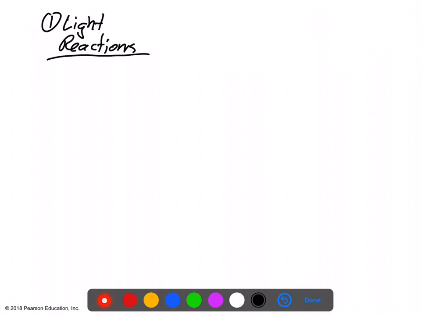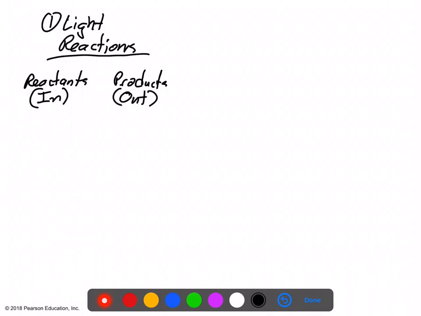All right, so this is what you would put on the front of the card. And in the back, I want you to write what are the reactants? In other words, what goes in. And on the other side, you're going to write the products. In other words, what comes out of the light reactions. All right, so what are the reactants?